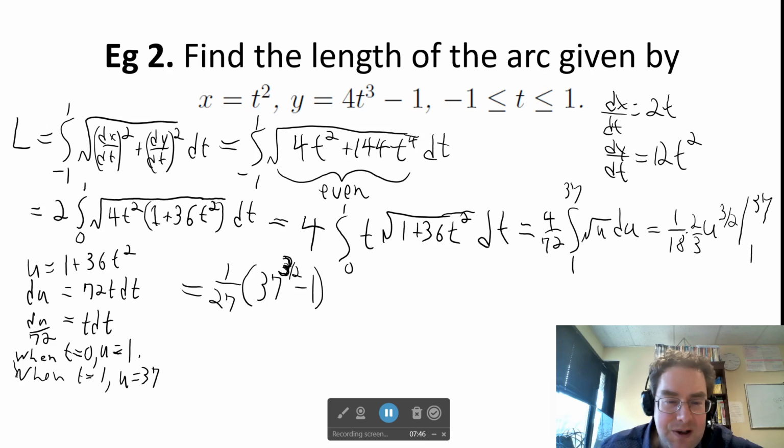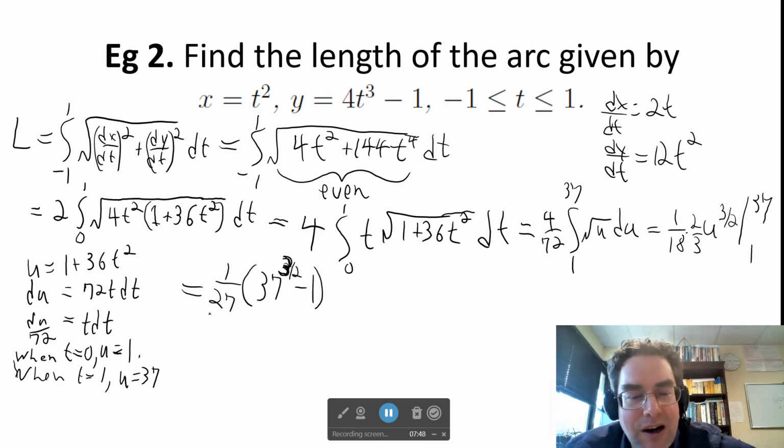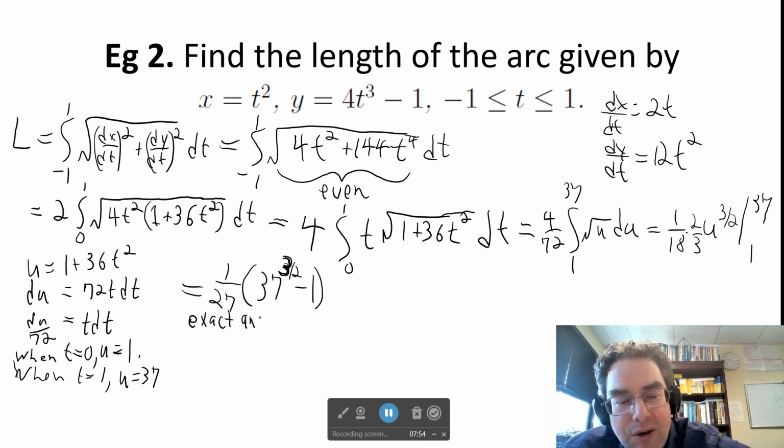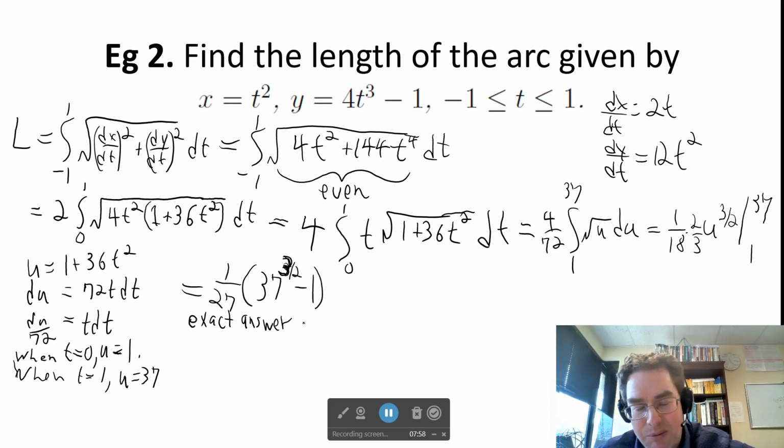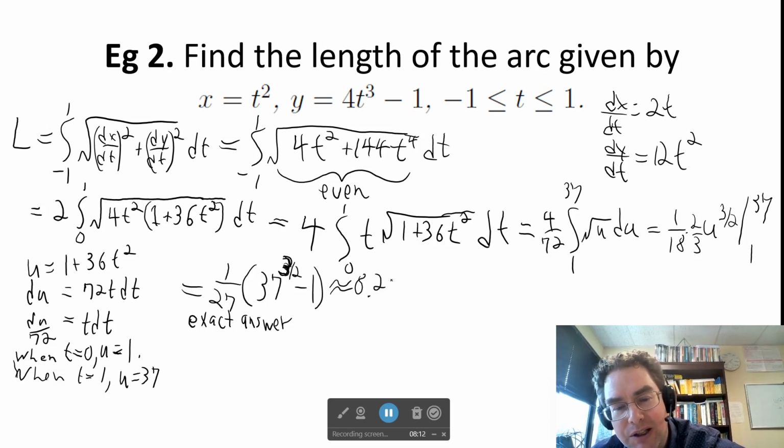Now, this is an important stage because this is our exact answer. This is what we really want to get, although it can also be enlightening to look at a decimal approximation as well, as long as you have the exact answer in there. So if we do a decimal approximation on this with a calculator, we will get that this is about 8.299.